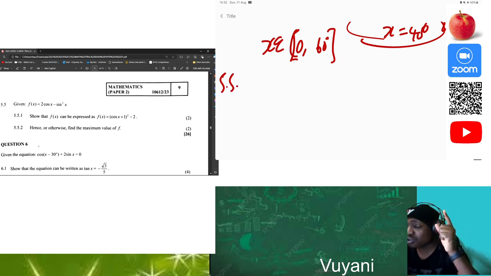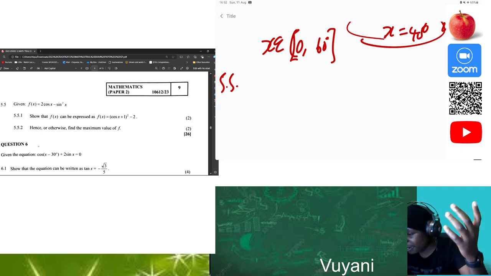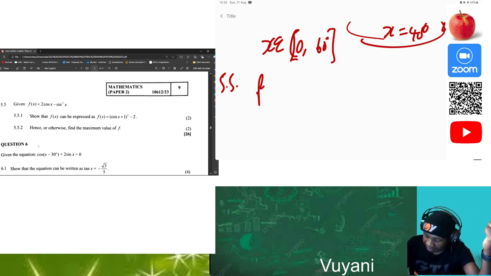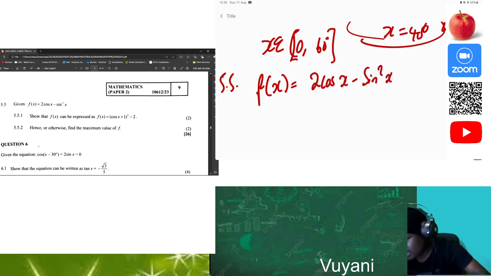Given f of x is equal to 2 cos x minus sine squared of x. Okay, right. So what do you want us to do? Let's check that out. In this 5.5.1, we are initially on 5.5, we're given f of x, which is always equal to 2 cos x minus sine squared of x. Okay, that's interesting. But now, what do you want from us?